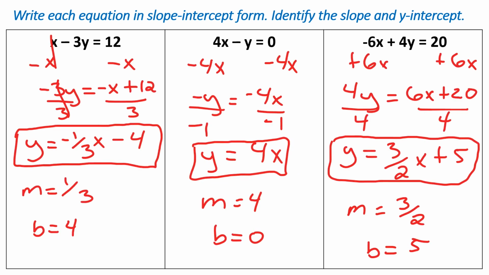All right, I have the answers written here in slope-intercept form. They are boxed in. Notice for that middle problem, it is just y equals 4x. We don't put 4x plus 0. There's an understood 0, and our b, or our y-intercept, is 0. So go ahead and check your answers, and I hope you get them correct.